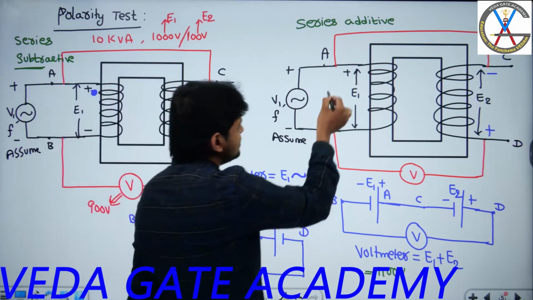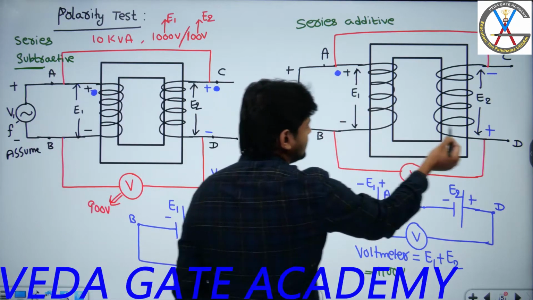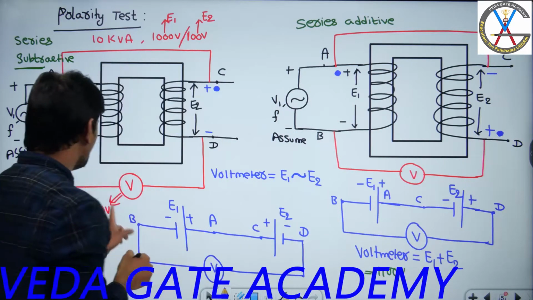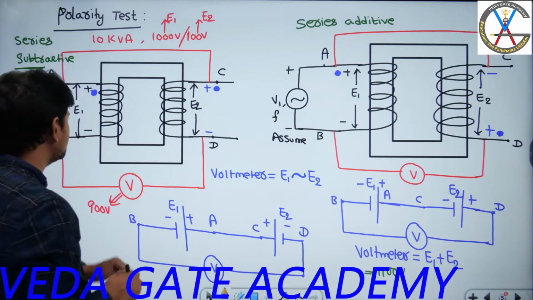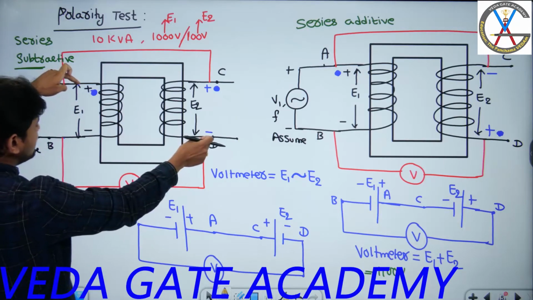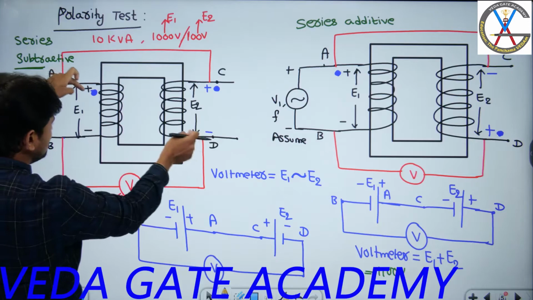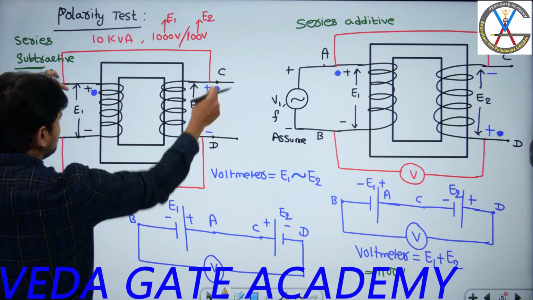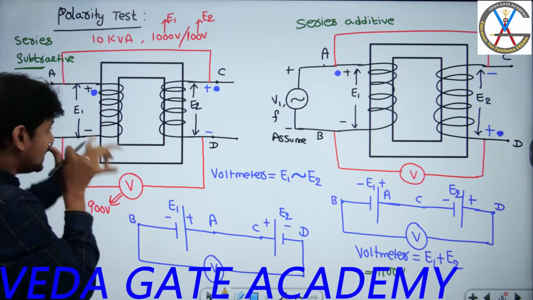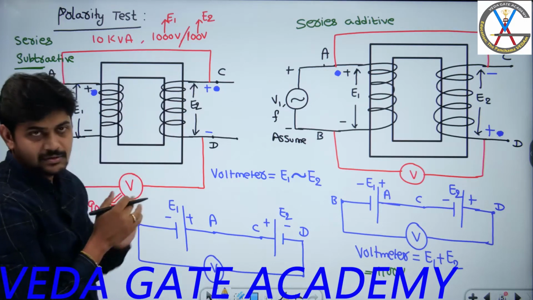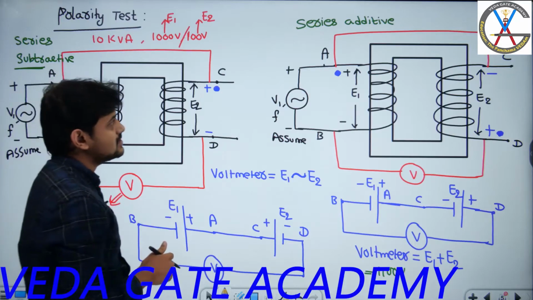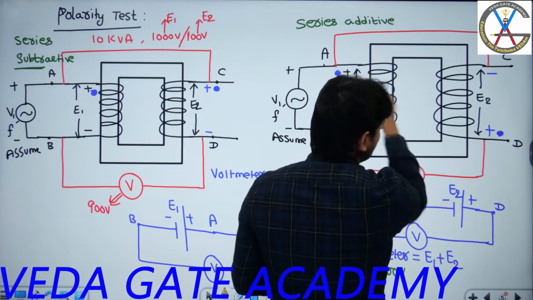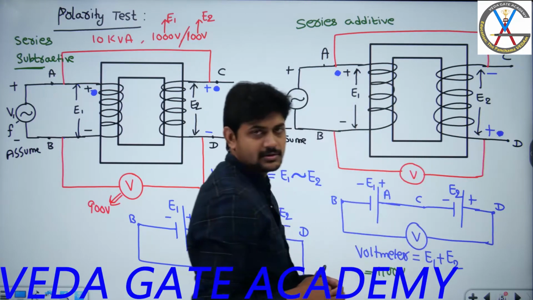Whereas in this case, suppose I am assuming this is the positive dot, obviously here you will get a dot. Now, according to the dot convention, if the voltmeter reads the difference of two EMFs, a pair of similar terminals are assigned with dots. These are called similar terminals, these are opposite terminals. Whereas if the voltmeter reads the sum of two EMFs, a pair of opposite or dissimilar terminals are assigned with dots.